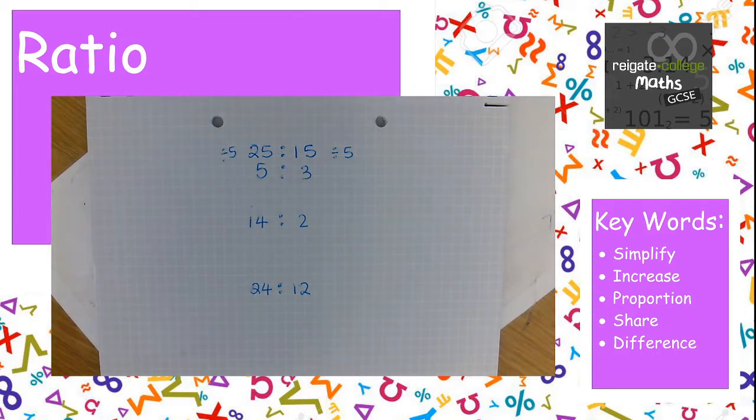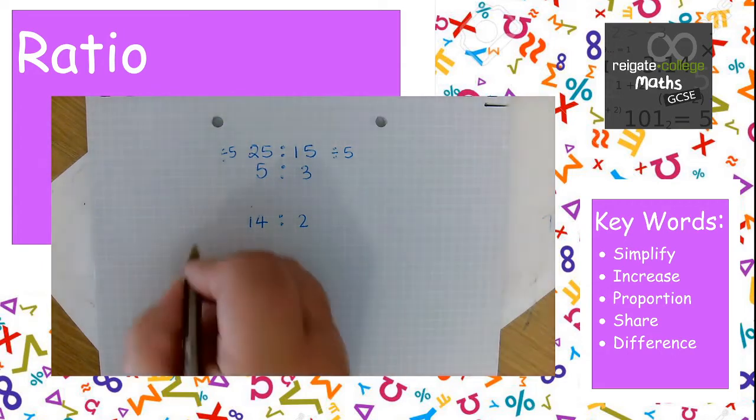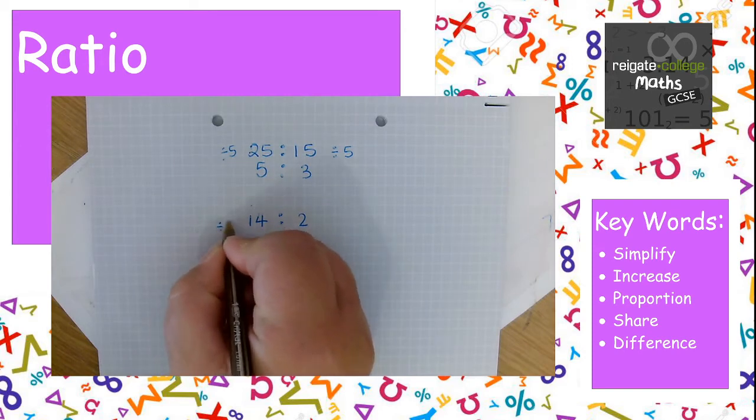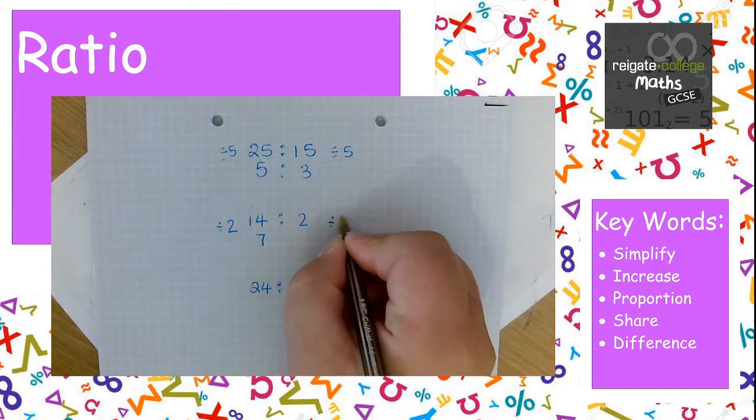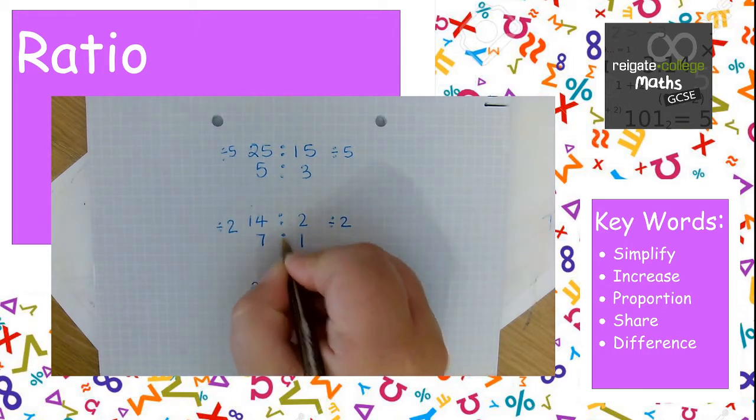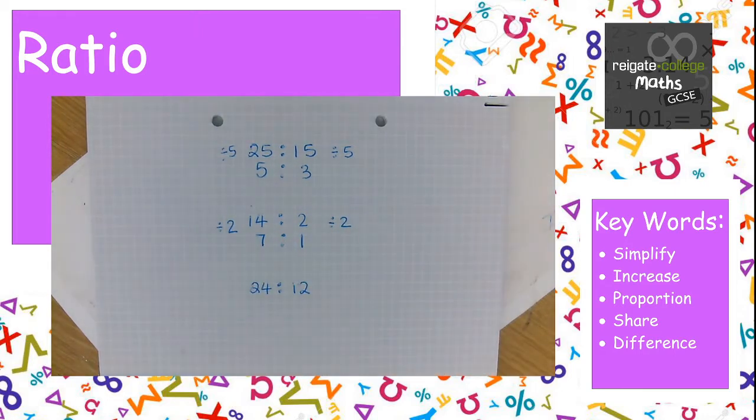My second ratio, 14 to 2, I can divide both sides by 2. If I divide 14 by 2, I get 7. Dividing 2 by 2, I get 1. So my second ratio simplifies from 14 to 2 to 7 to 1.